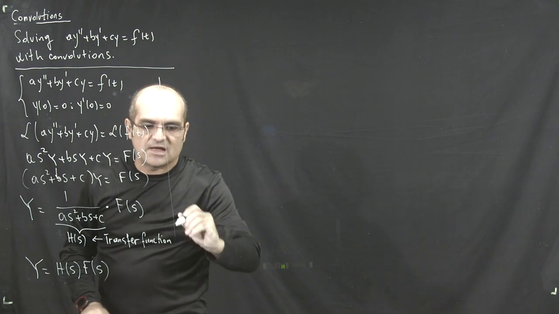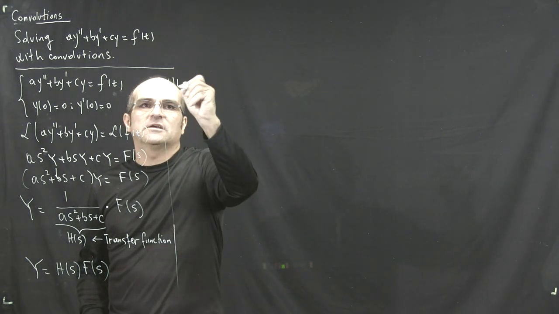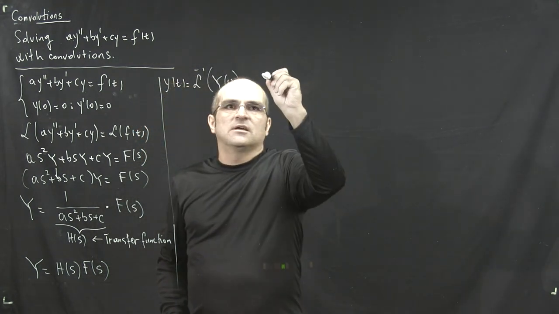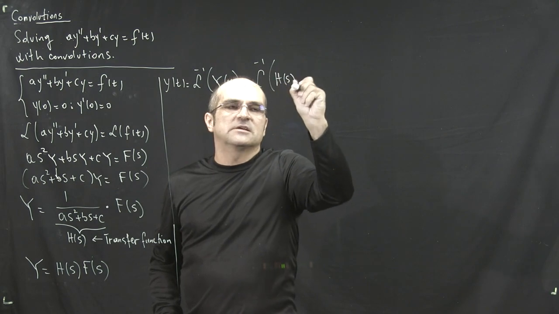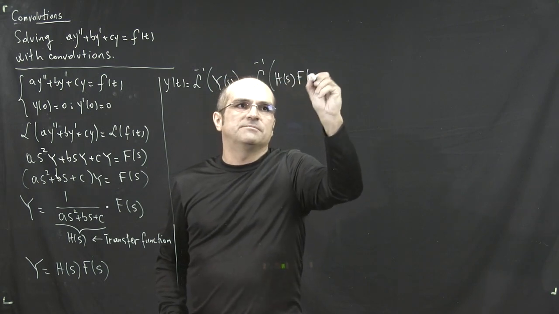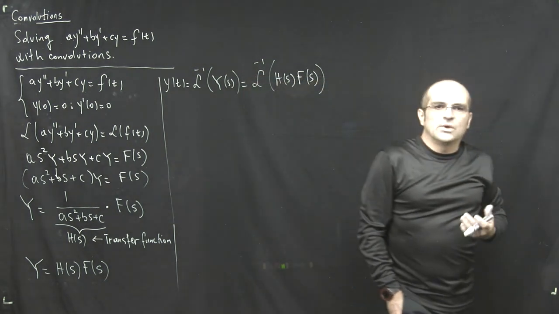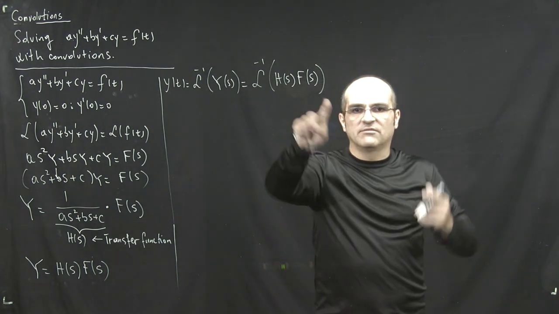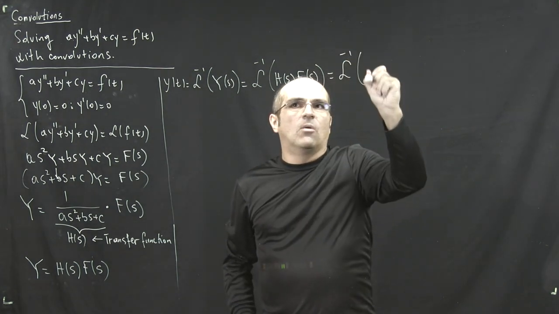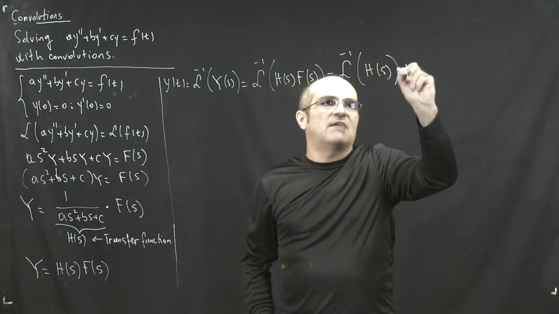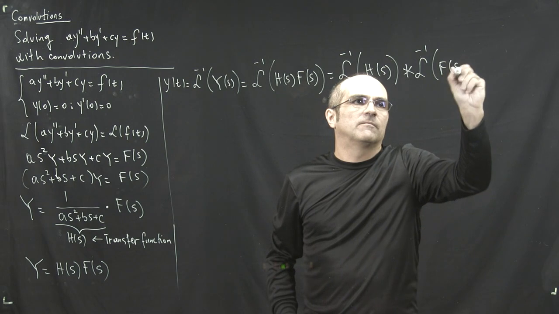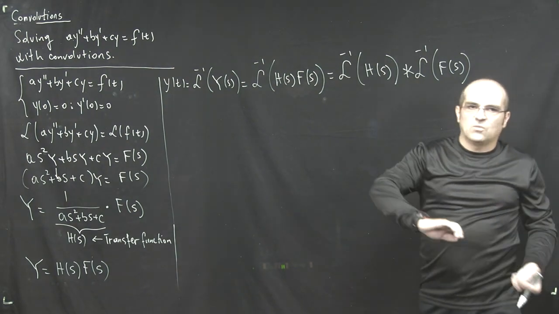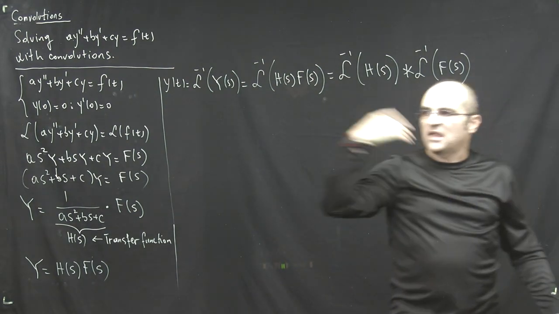Well, the solution is the inverse Laplace of this. But this is where using the convolution makes things much easier. So little y of t will be the inverse of big Y of s, which is the inverse of big H of s times big F of s. But what do we know about the main property of convolution? Well, we know that we can distribute the inverse operator over these factors and put the convolution between them. So this is where the main advantage lies, because what's the inverse of big F of s? That's going to be f of t.